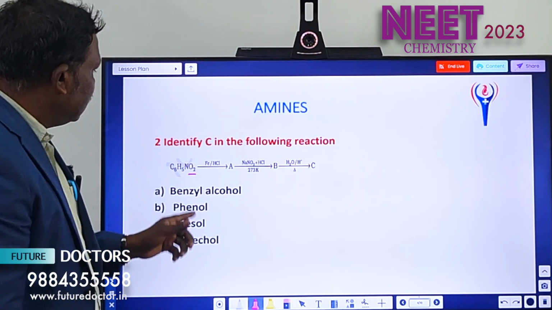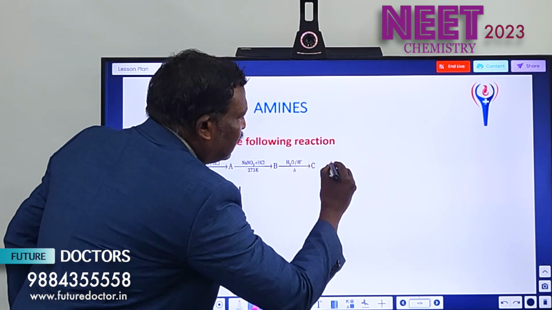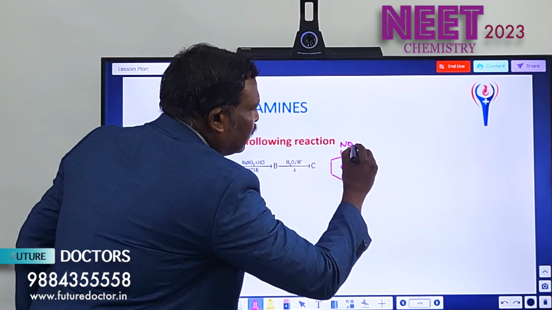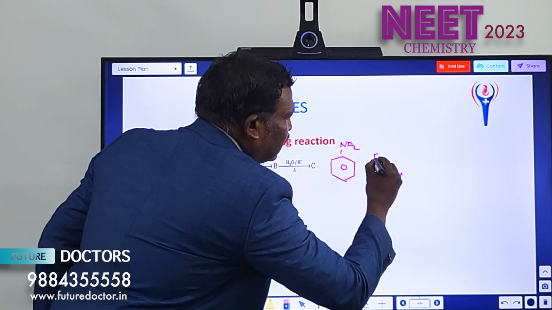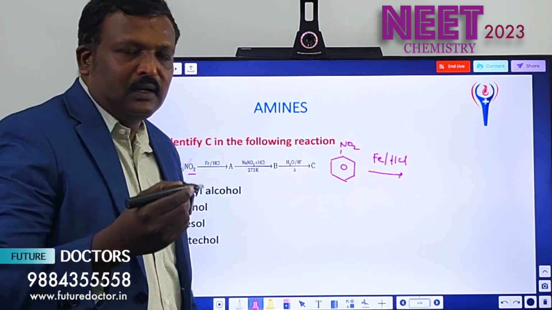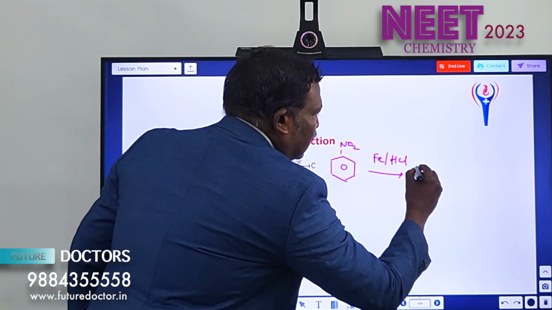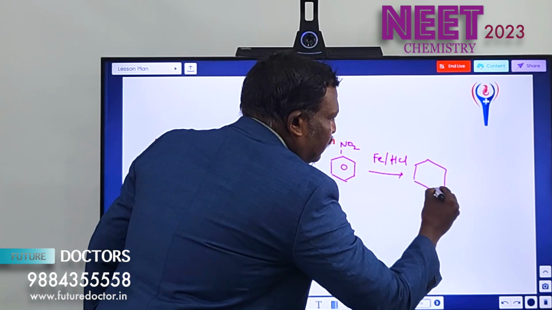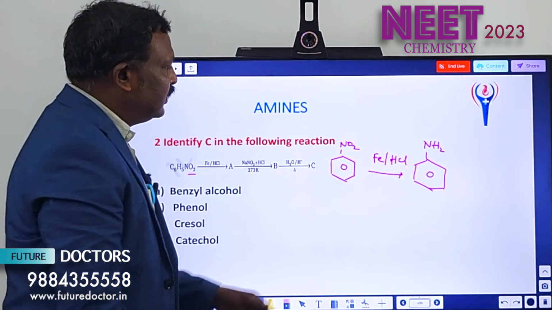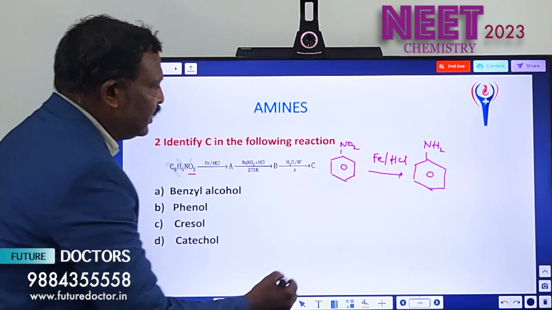So I put all the reactions. This is nitrobenzene. If you add reagents like tin and HCl, iron and HCl, or palladium in the presence of H2, these are the reagents which convert NO2 to NH2. Just remember. Each and every reagent has a role. If you know the role, you can find out the compound. It's a reducing agent. It converts NO2 to NH2. So A is what?